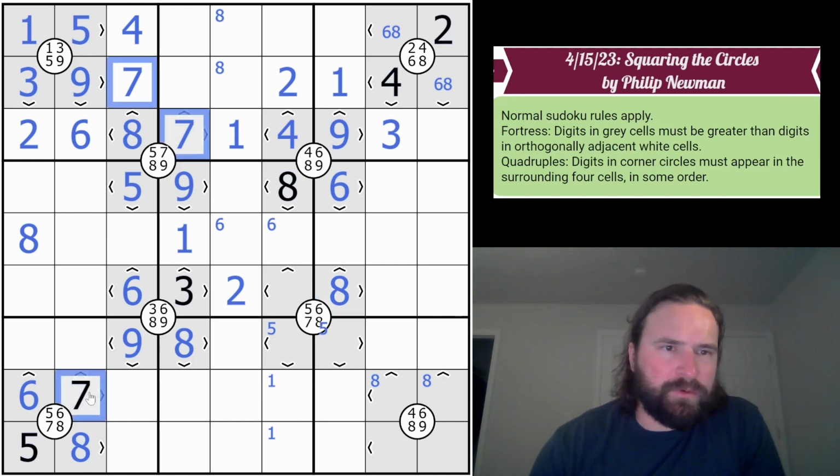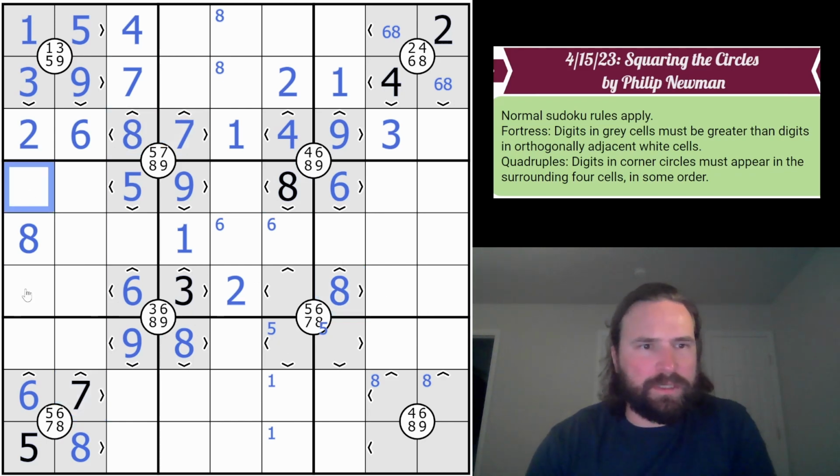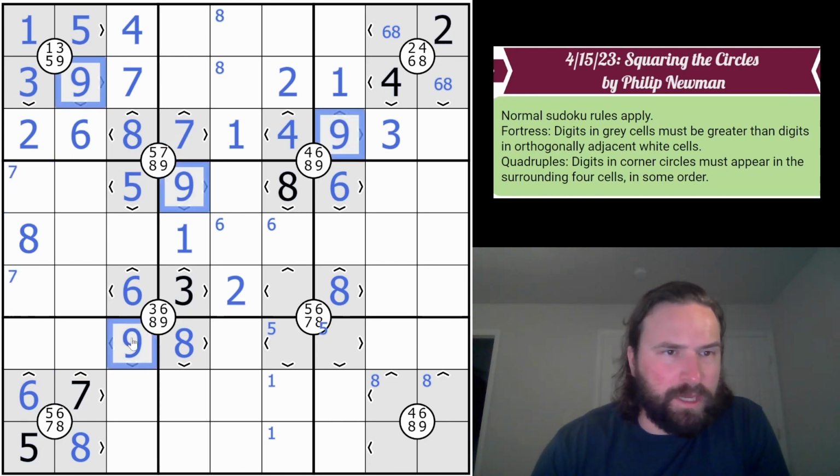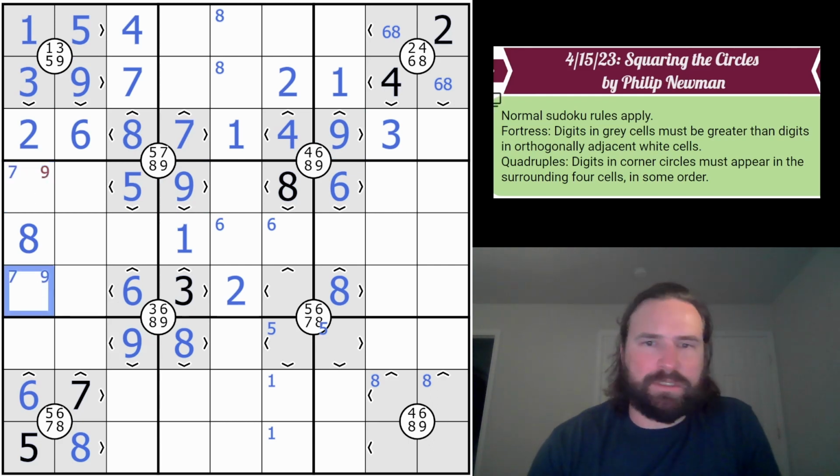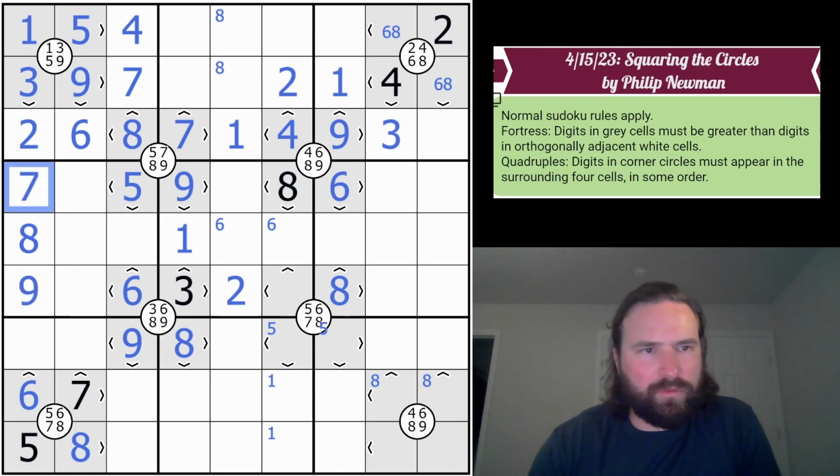Did that make 7s more interesting? It did, yeah. So one of these has to be a 7 now. And I think one of those has to be a 9, too. Okay, so we have a 7-9 pair here, which is cool. And this can't be a 9, so this is forced, which puts a 7 here, which is cool.